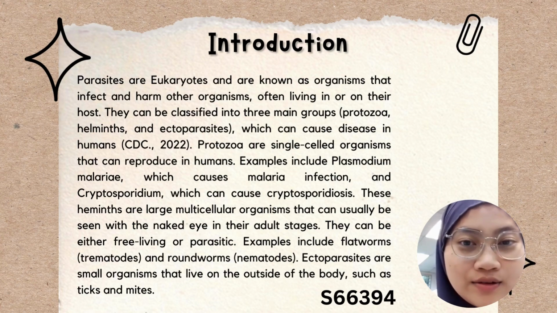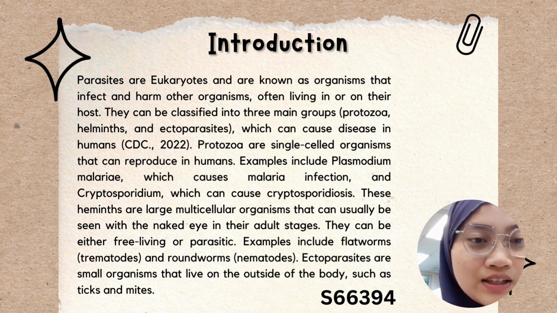Parasites are eukaryotes and are known as organisms that infect and harm other organisms. Often living in their hosts, they can be classified into three main groups, which are protozoa, helminths, and ectoparasites, which can cause disease in humans.